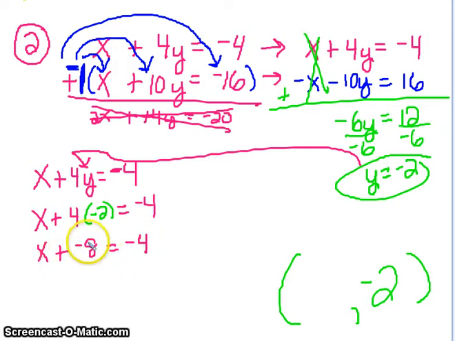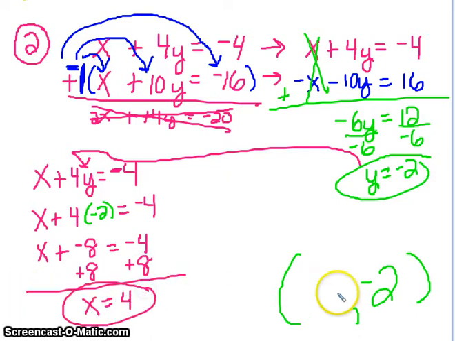If you have plus a negative, you can subtract a negative, but subtracting a negative is just the same as adding 8, which will give me an x of 4. So 4 comma negative 2 is my answer. Very important. This is what I'm looking for, the solution, where the two lines intersect. We need to definitely do another one of those.